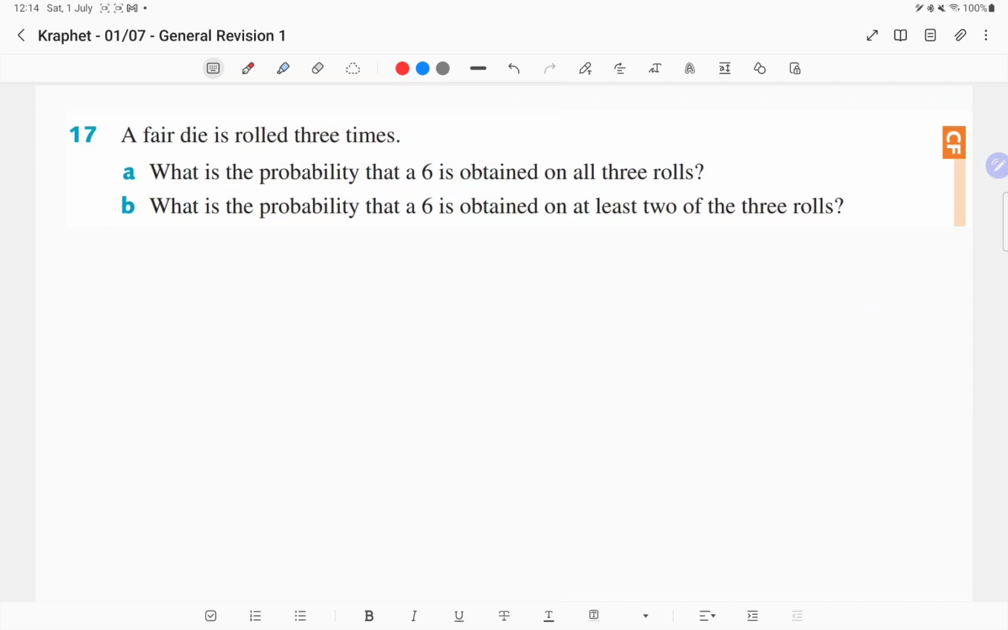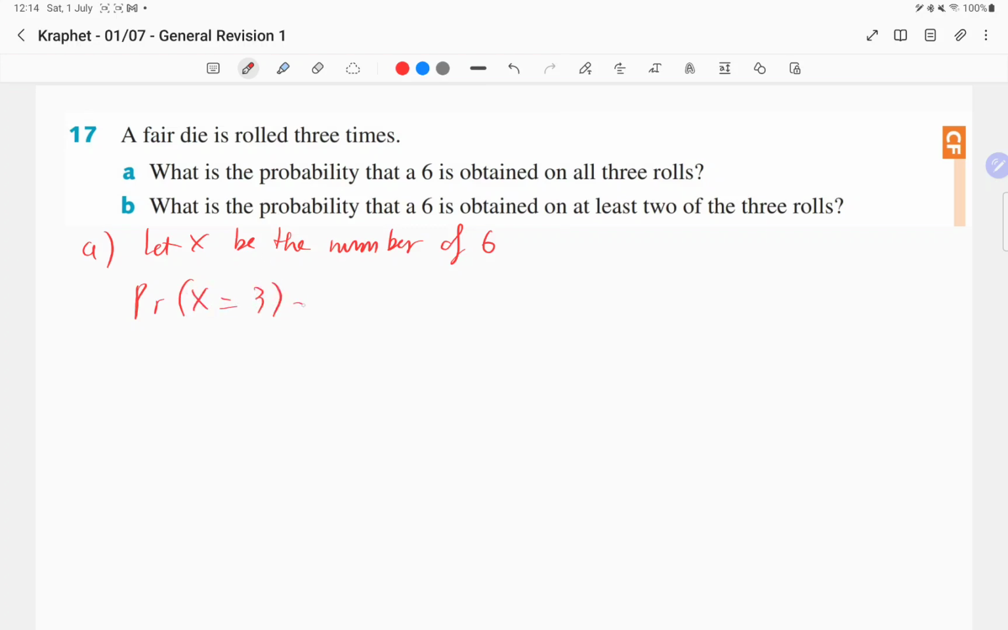What is the probability that a 6 is obtained on all 3 rolls? Actually, it's not too bad for question A. All 3 means the probability, so let x be the number of 6s. You have to define your variable first: the number of 6s. So x is a binomial distribution, right? The probability that the number of 6s equals 3 on all 3 rolls is the chance of success raised to the power 3. 6 times 6 is 36, times 6 is 216, so that'll be 1 over 216.